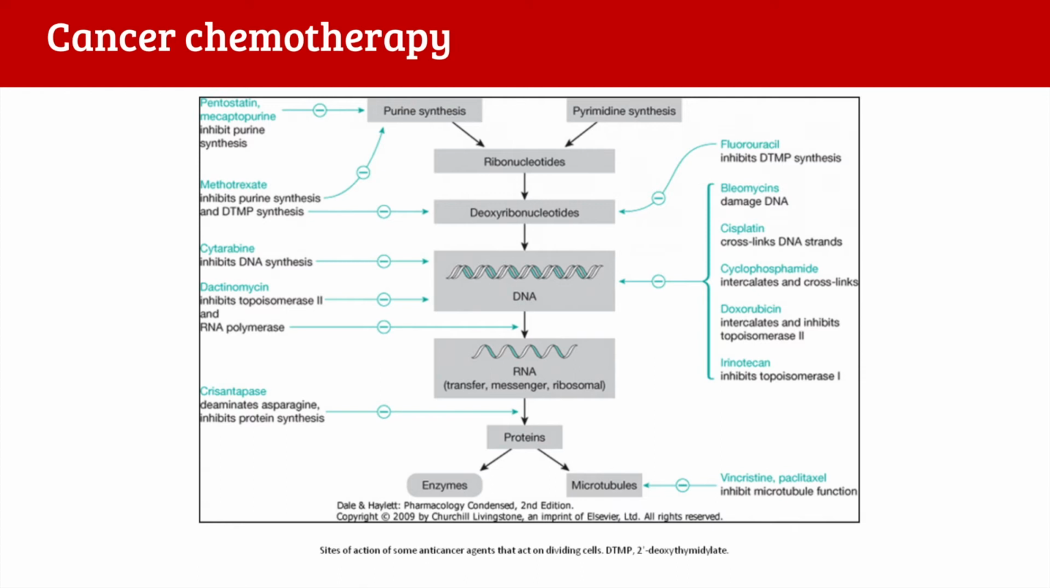Yeah, and this is just a diagram from ePharm to show all the different pathways that cancer drugs target, and only some of these are on our core drug list, and they're methotrexate, fluorouracil, cyclophosphamide, and doxorubicin. I'm so sorry if I'm pronouncing the drug names wrong, guys. I'm so bad at this.